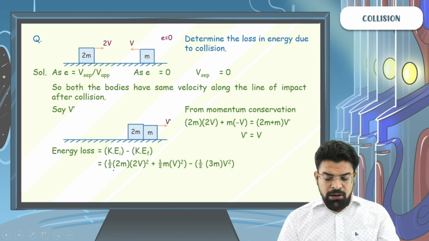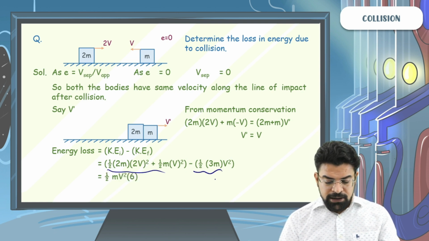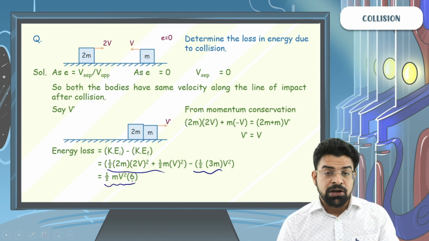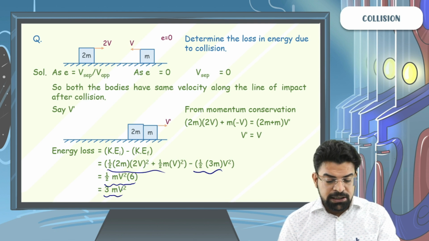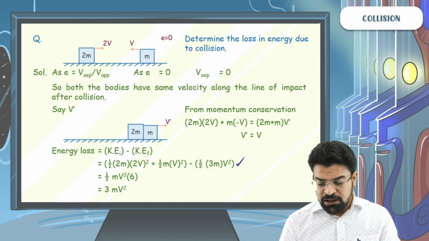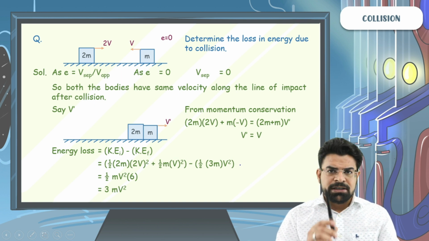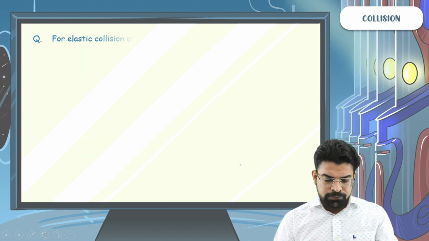So beta, once we solve this out, we can get the loss in kinetic energy is half mv square into 6, or that becomes equal to 3mv square. So I think till here is the important part. After that you can do the calculation easily. So now let's solve one more question.